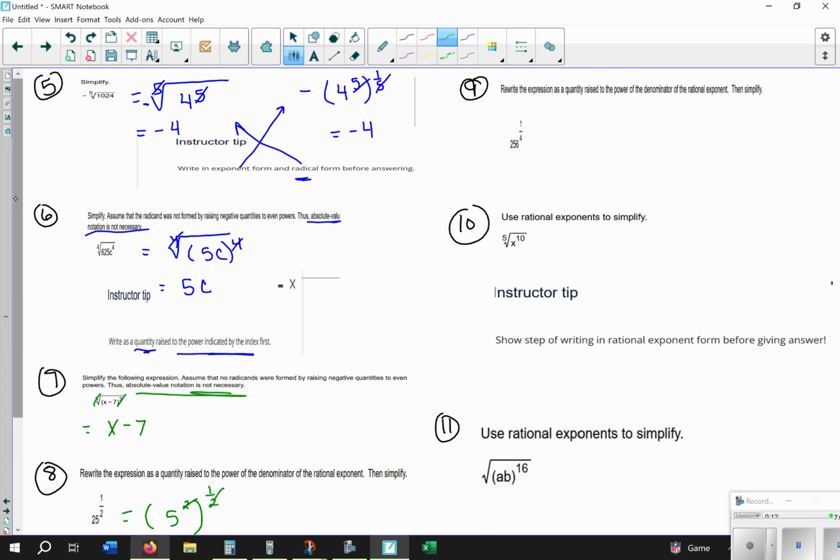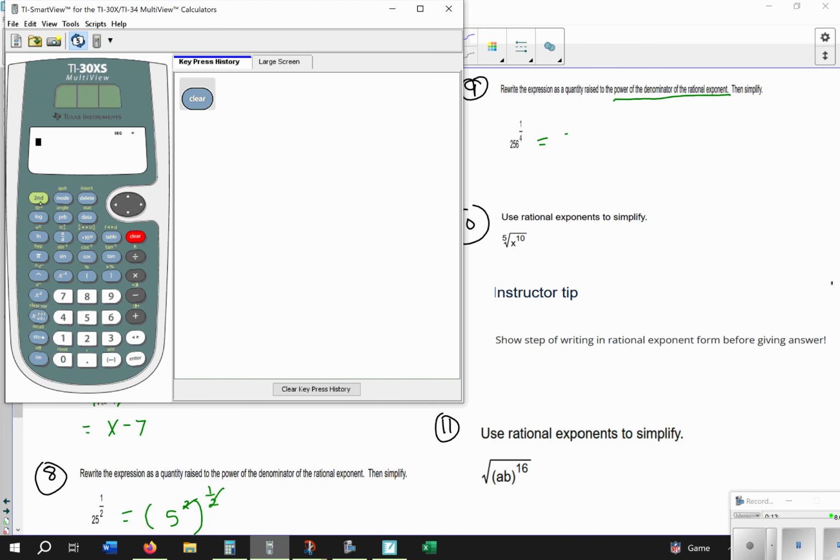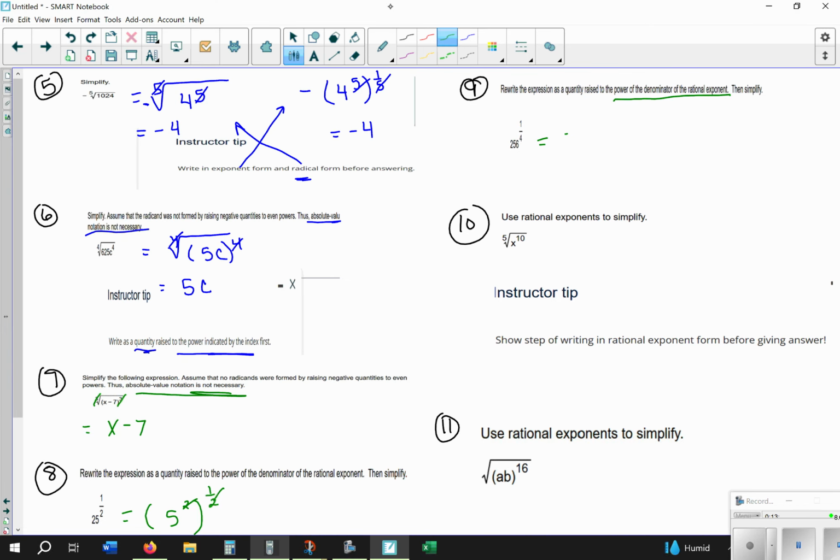Okay, rewrite the expression as a quantity raised to the power of the denominator of the exponent, then simplify. Same thing. I believe it's going to be 4. Let me double check. Calculator assist says that you can come in and use your calculator to find out. You just have to show me the work. There we go. So I thought 4. So 4 to the 4th raised to the 1/4 power gives me just the 4.